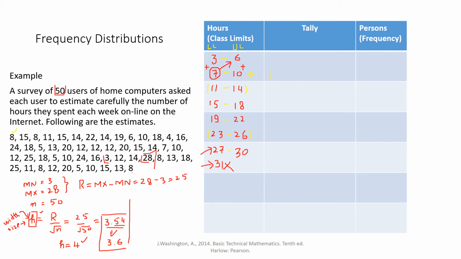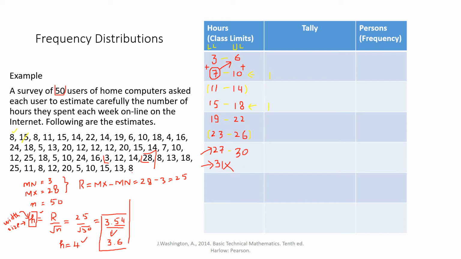The next one is 5. So it's better you take a pencil and cross the number. 15 falls here. Look, because here are 15, 16, 17, 18. These 4 values are here, so you write it here.